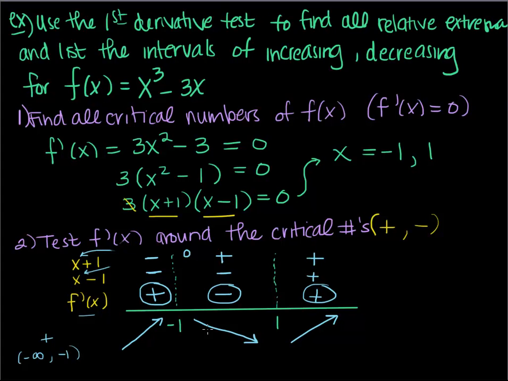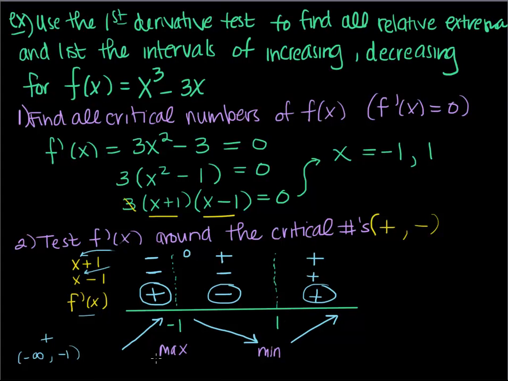If you notice, I'm changing from positive to negative right here, so my first derivative test tells me this is a max. Here I'm changing from negative to positive, so my first derivative test tells me that this is a min. And you can kind of see that if you draw the arrows, this would give me a maximum and this guy would give me a minimum.